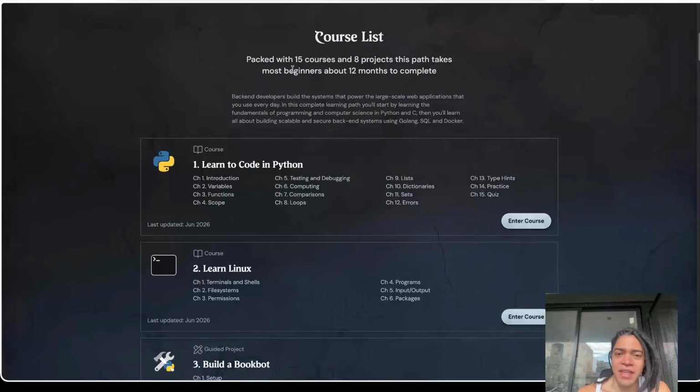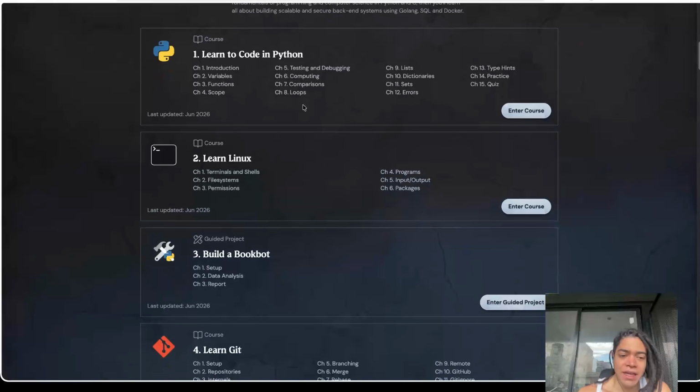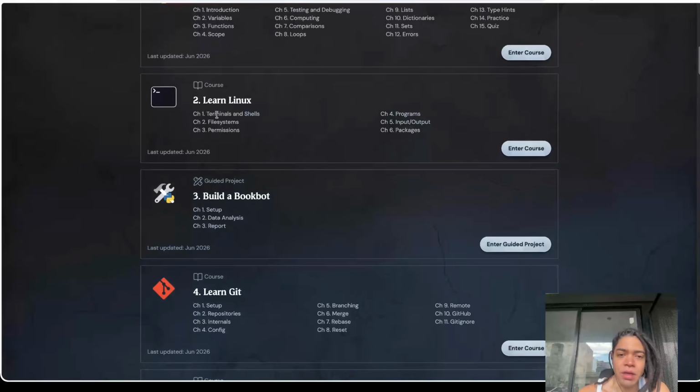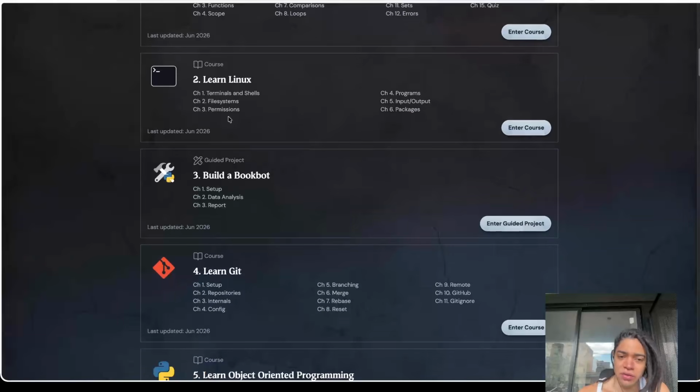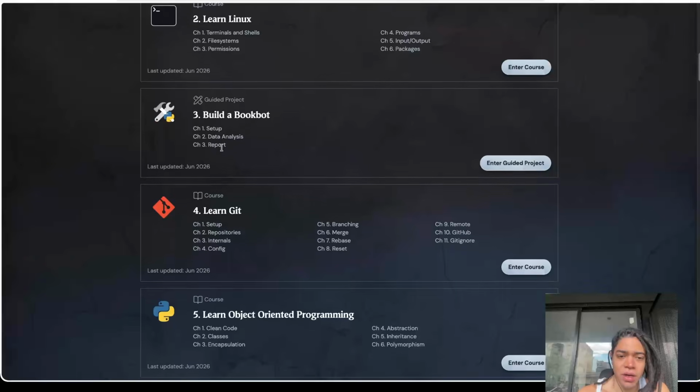As I'm reading this, it's packed with 15 courses and 8 projects, and this path takes most beginners about 12 months to complete. But in my case, I'm not going to learn Python, right? Because most of the time, that's not the main language I'm working in. This might be quite interesting in order to understand Linux, but not right now. Build a bookbot, which is a particular project on how to do that.